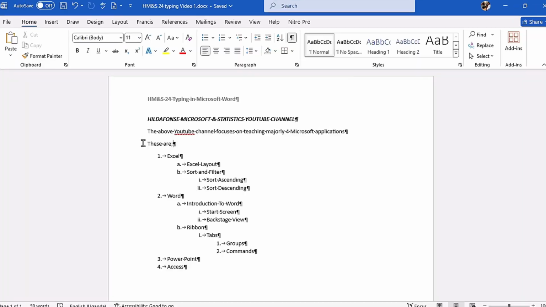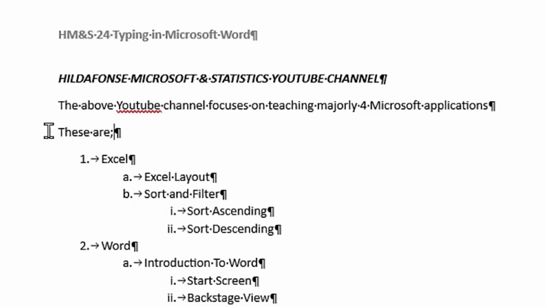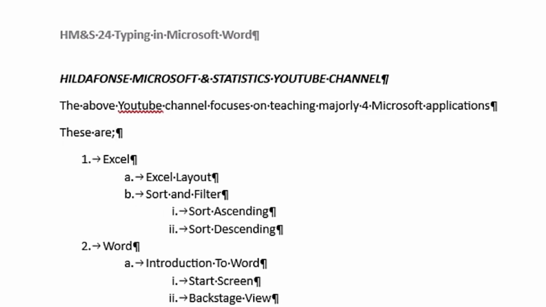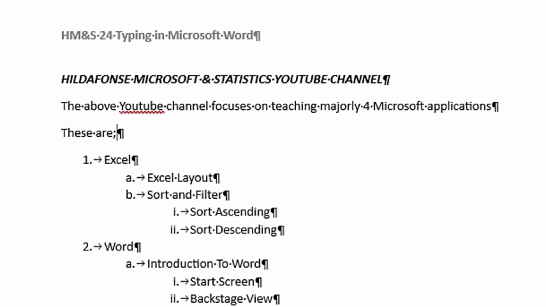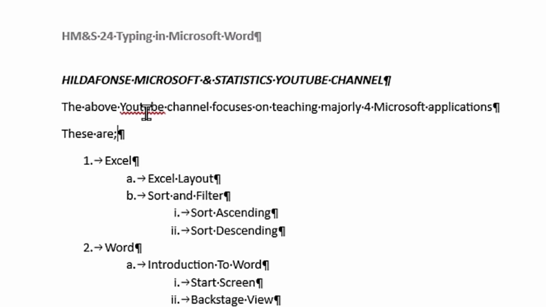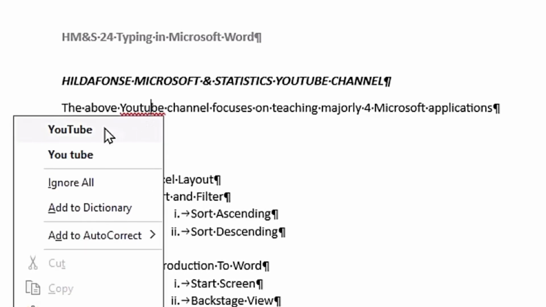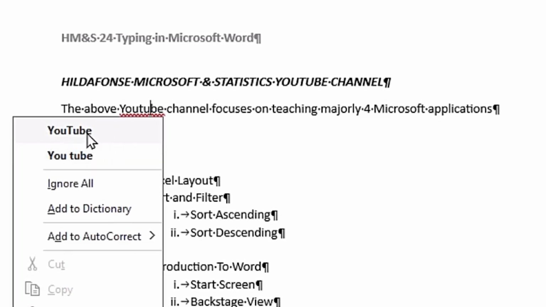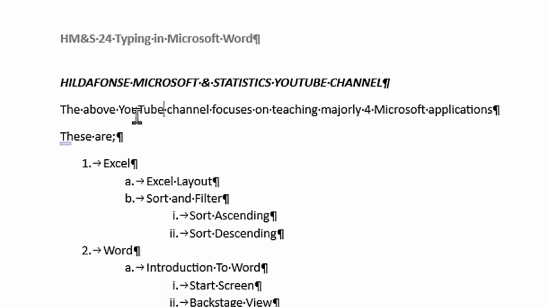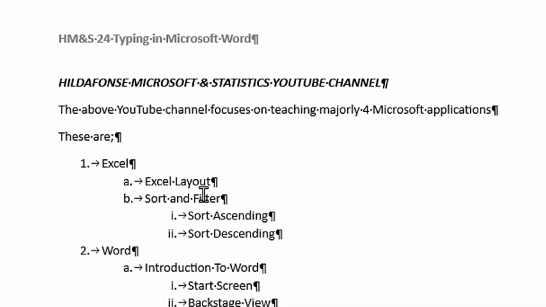So we are done typing the first page, but before we go to the next page we can see YouTube is also having the red line. That means the spelling is also not correct. So I'm going to come, right click. I have these two options. The one I want is the one on top. I'm going to click and you can see it's now correctly spelled.